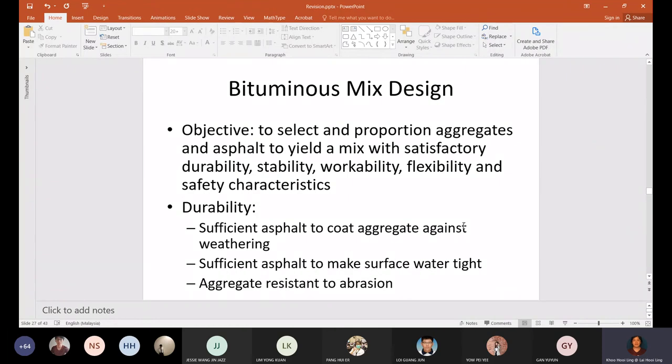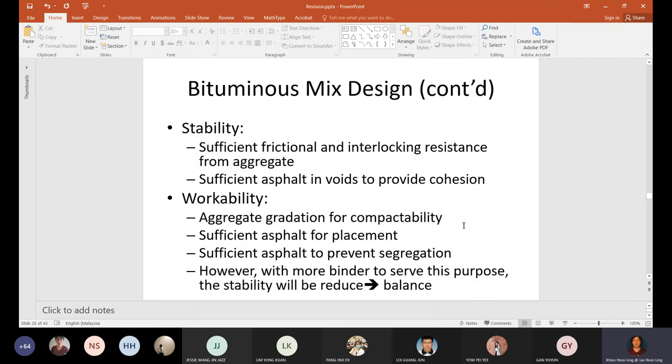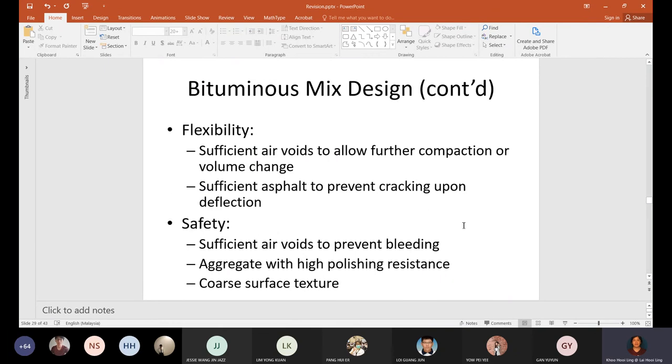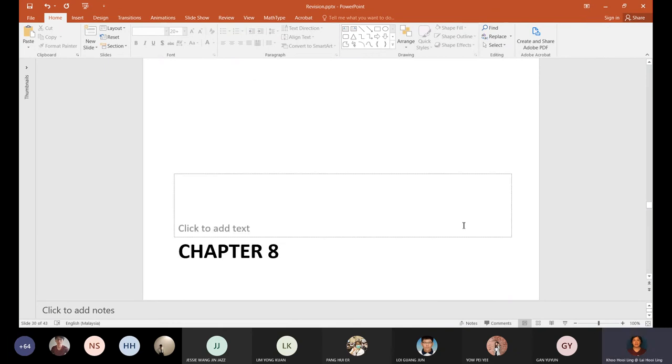Then next one is bituminous mix design. When our aggregate is mixed with the asphalt cement, we get asphalt concrete. So what are the characteristics that we want for asphalt concrete? These are the key points: durability, stability, workability.